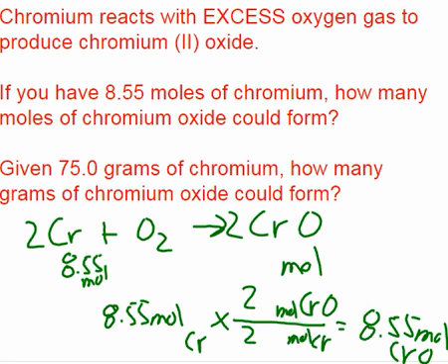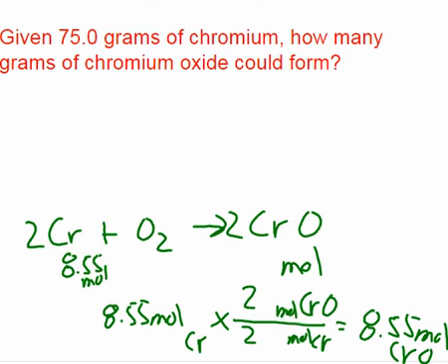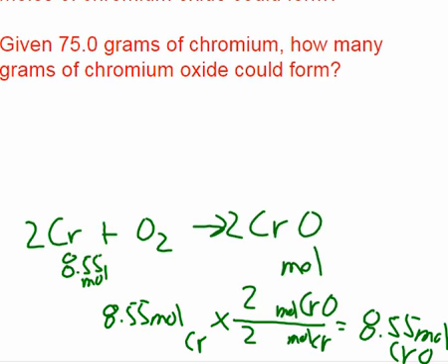If you're given grams instead of moles, then it becomes a little more difficult. Now, instead of knowing how many moles of chromium you have, you're being told you have 75 grams, and you're being asked how many grams of chromium oxide could that form. Well, this balanced equation doesn't tell us anything about grams. It only tells us about moles.